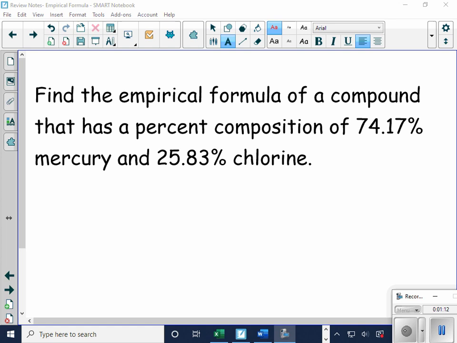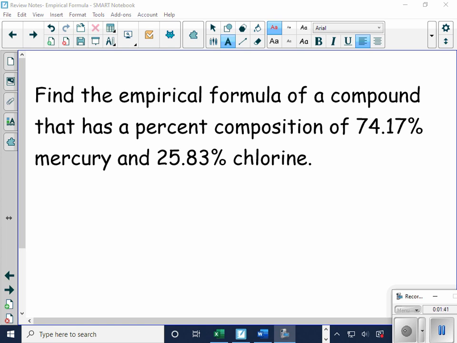The question says, find the empirical formula of a compound that has a percent composition of 74.17% mercury and 25.83% chlorine. Now, we dealt with percent composition immediately preceding empirical formula. Did a couple, or at least did one lab on it.